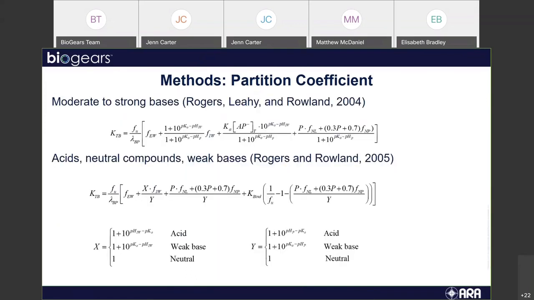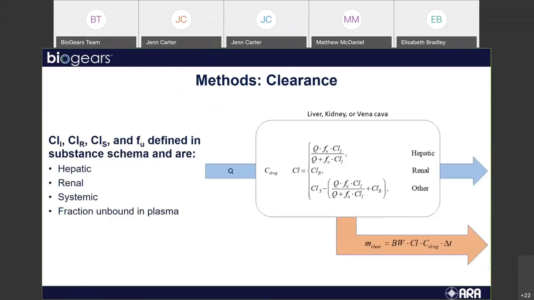So from there, how do we compute these partition coefficients? We base our work off of the work done by Rogers back in 2004 and 2005 and adapt it for BioGears, but these are the basic equations. These are different for strong bases, acids, and neutral compounds, and actually not listed here are the Zwitterions, so we now cover those. I didn't want to list every single partition coefficient, but you can classify a Zwitterion and have it be computed here. So once we compute these partition coefficients, now we have a good way of getting that mass into the tissue.